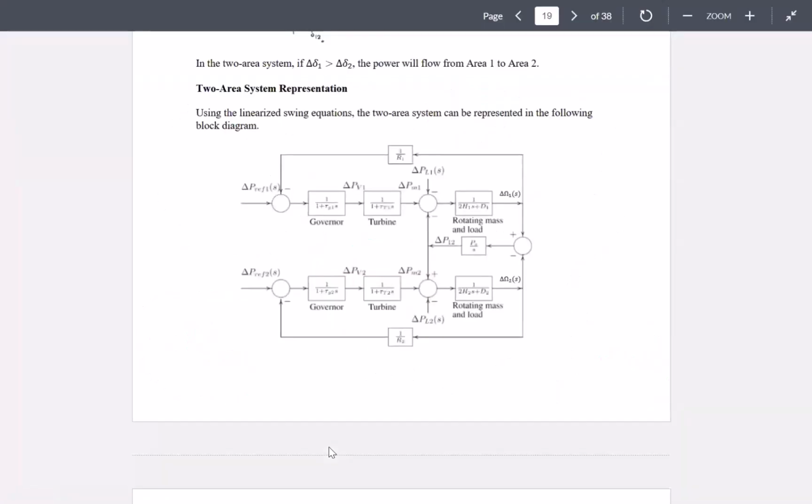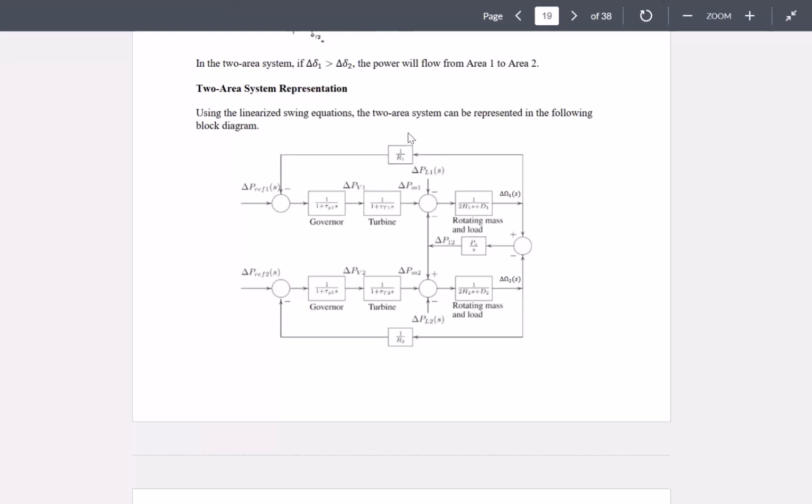Under this system that I just showed you, this is not going to happen. If there is a change in load in area 1, that will impact the frequency. The frequency will have some error. Also, delta PM2 will change to respond to delta PL1. Also, the delta P12 will change.